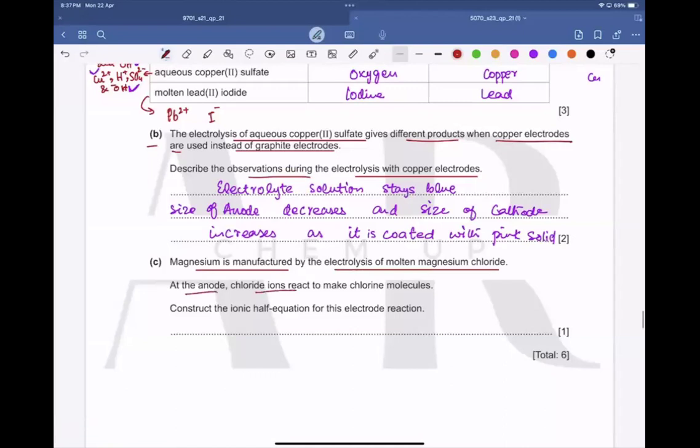Okay. At anode, chloride ions react to make chlorine molecule. Construct the ionic half equation for this electrode reaction. So see, they are telling you chloride ions make chlorine molecule. So there is a chloride ion, aqueous, forming chlorine, which is diatomic. So for diatomic, we have to put 2 over here. So as there are 2 chloride ions, we are getting 2 moles of electrons. So remember, as it's a half ionic equation, whenever there is a half equation, you must show the electrons with the e negative. Okay. Is this clear to all of you?